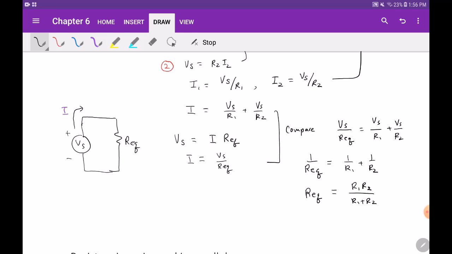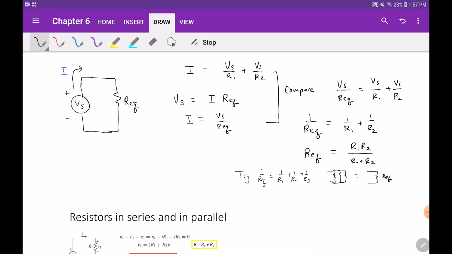I want to point out this is only true for two resistors only. If you have three resistors, this will not work. For example, you should try 1 over R equivalent equals 1 over R1 plus 1 over R2 plus 1 over R3. What is this? This is when you have three resistors in parallel. How do you combine that into one resistor that has a value of R equivalent? You will see this is not equal to product over sum.